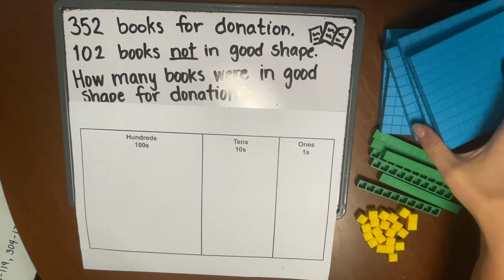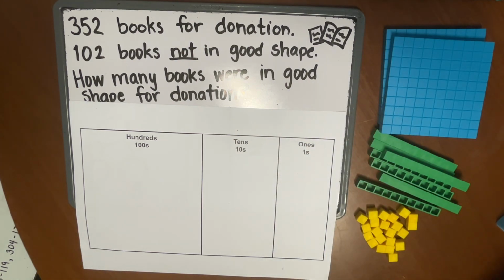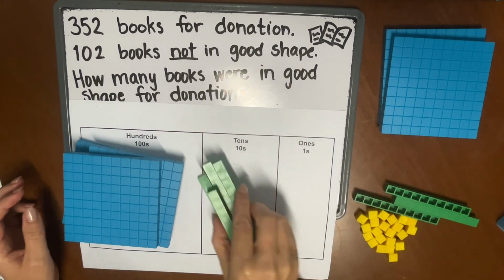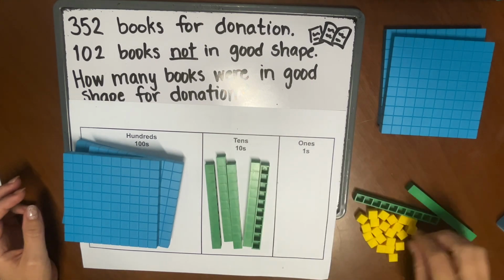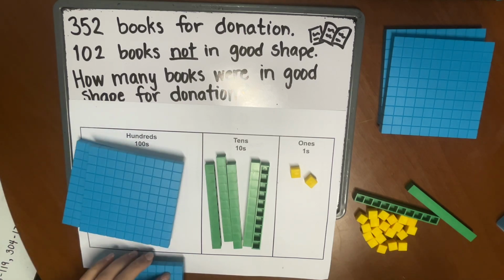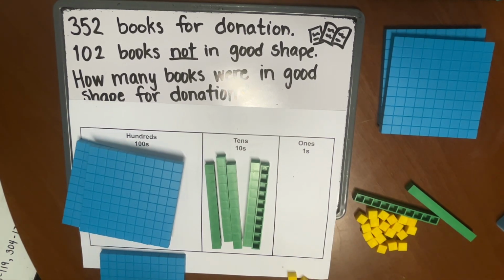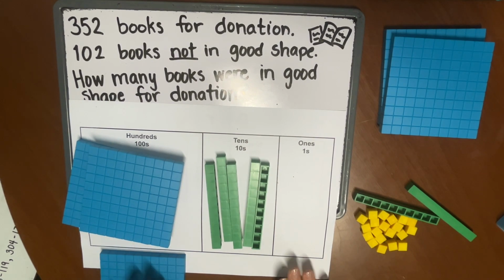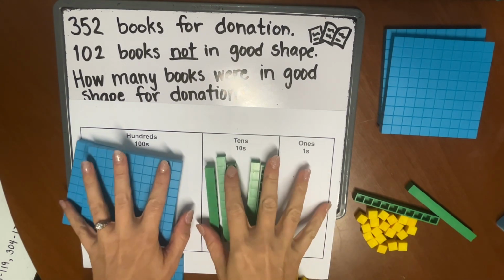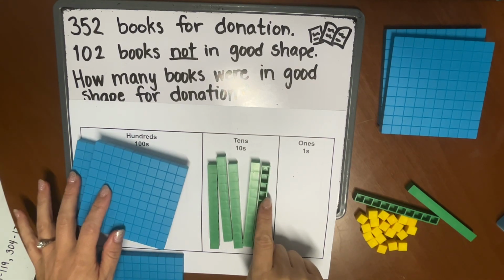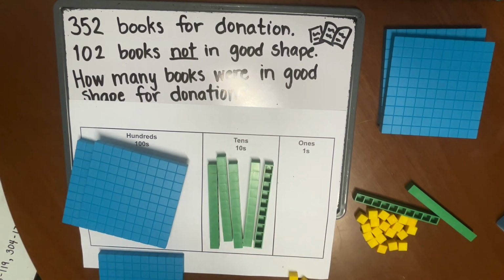Let's see how you did. I know that I need 352 books in total. 352. And 102 were not in good shape. So that means these ones, of those, 102 were not in good shape. I don't need to take away any 10s because there are no 10s in this part of the problem. So if these were not in good shape, that means that these were in good shape for donation. So I see I have 250 and 0, 1. So 250 were in good shape.